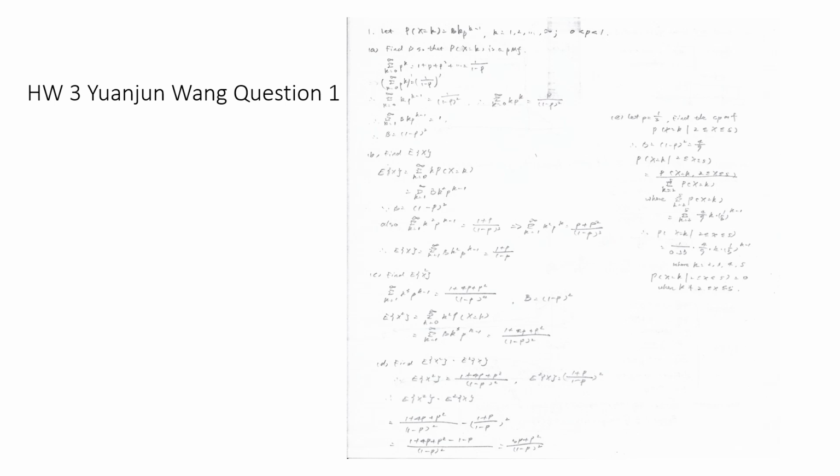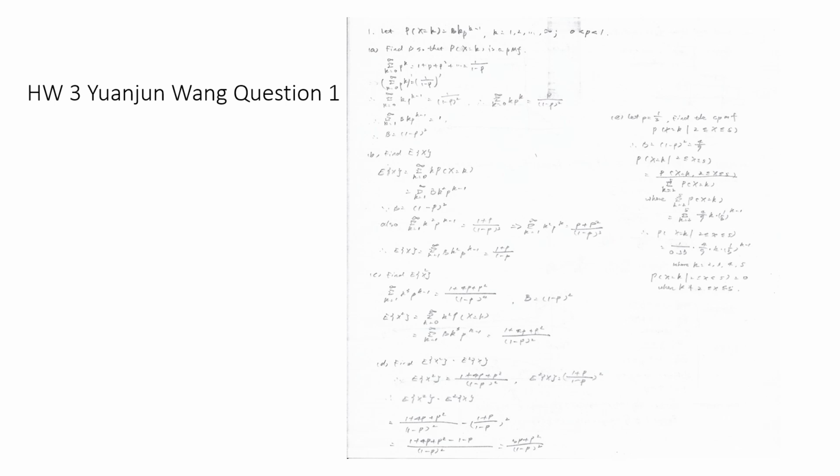Homework 3, question 1. Let the probability that X equals k be equal to b times k p to the k minus 1, where k equals 1 to infinity, and the range of p is from 0 to 1. A, find the b so that the probability of X equals k is a probability mass function.